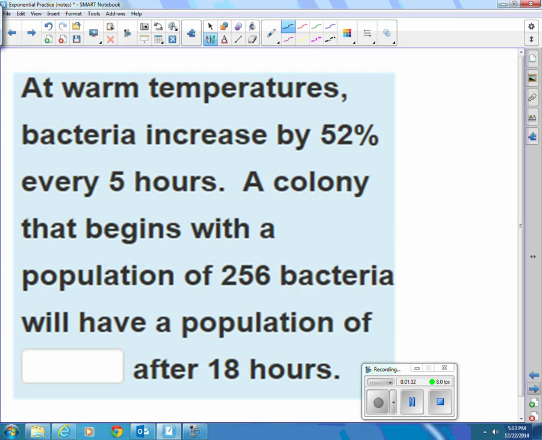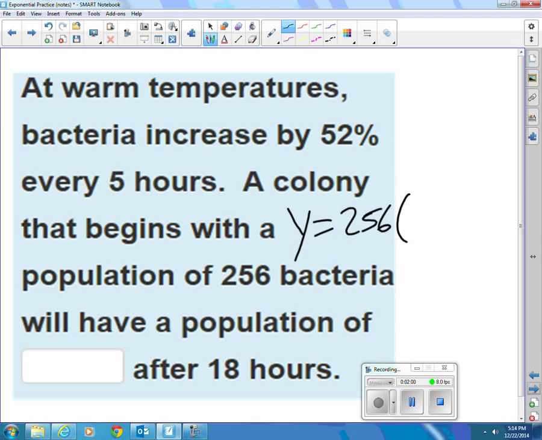Okay, say we're growing by 52% every 5 hours. And how many bacteria do they start with? 256 bacteria after 18 hours. So it's not a whole number exponent. If it was 15 hours later, that would be raised to the third power, but let's just go ahead and raise it to the 18/5.